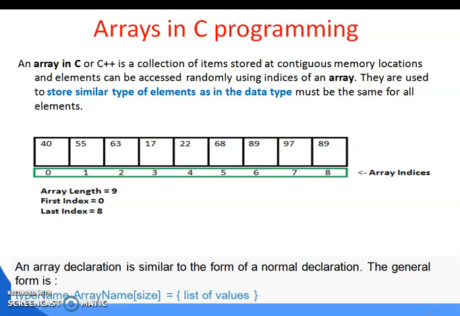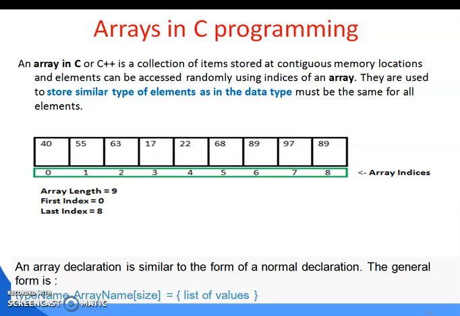Next, we come to arrays in C programming. An array in C or C++ is a collection of items stored at contiguous memory locations, and elements can be accessed randomly using indices of an array. They are used to store similar types of elements, as in the data types must be the same for all elements. So an array is a contiguous memory location with homogeneous data types. That means it contains similar types of data.